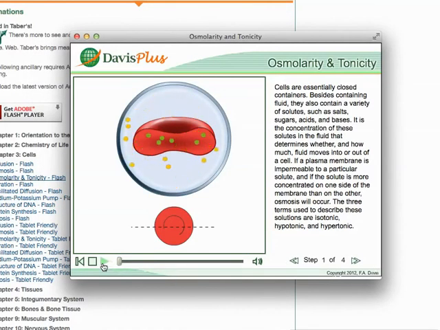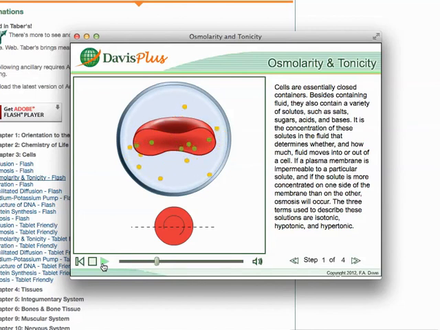Cells are essentially closed containers. Besides containing fluid, they also contain a variety of solutes, such as salts, sugars, acids, and bases. It is the concentration of these solutes in the fluid that determines whether and how much fluid moves into or out of a cell. If a plasma membrane is impermeable to a particular solute, and if the solute is more concentrated on one side of the membrane than the other, osmosis will occur.